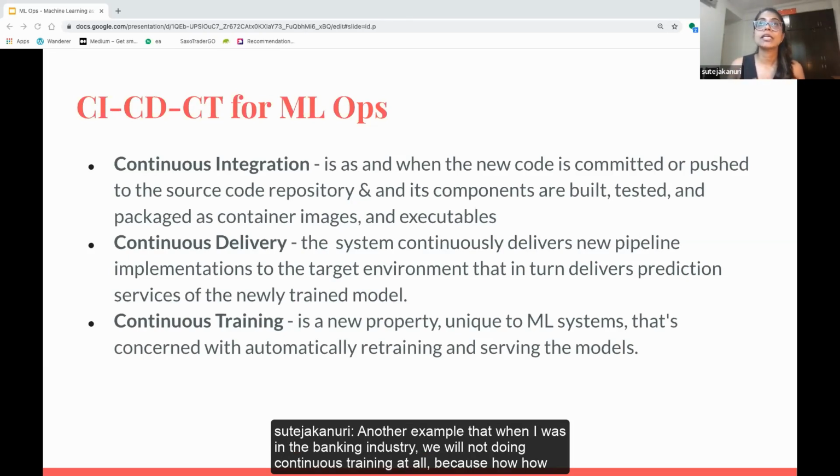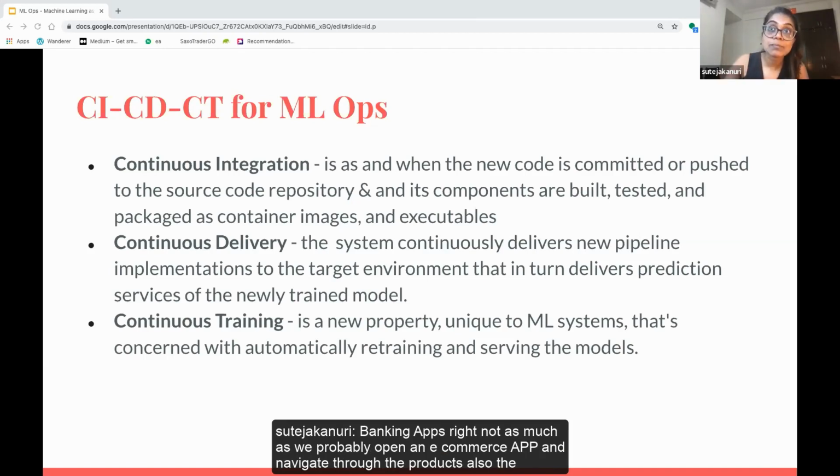Another example: when I was in the banking industry, we were not doing continuous training at all, because how often do we open the banking apps, right? Not as much as we open an e-commerce app and navigate through the products. Also, the inventory in an e-commerce firm is very different from an inventory in the banking world. In the banking world, there are high ticket products, whereas in e-commerce there are small ticket products which have low value. So in that way, continuous training also depends on the industry that we are in.